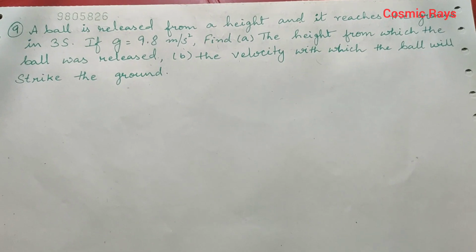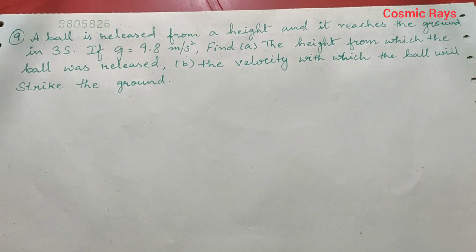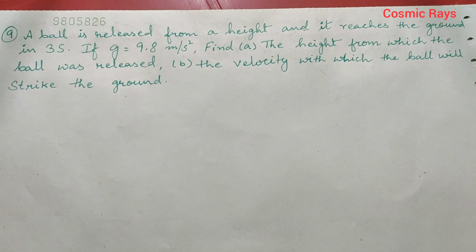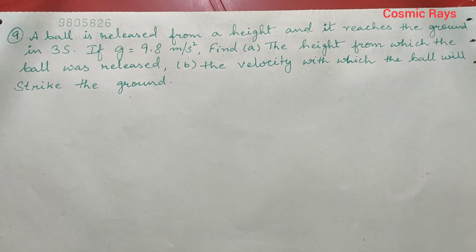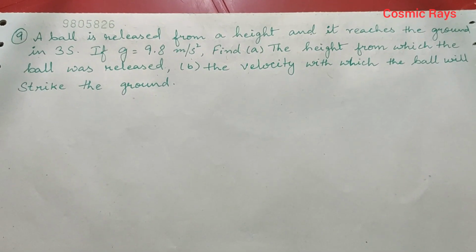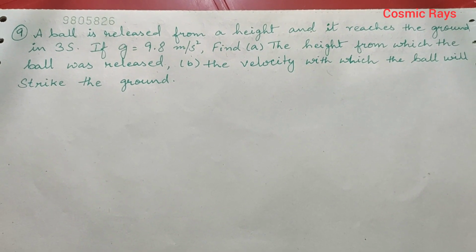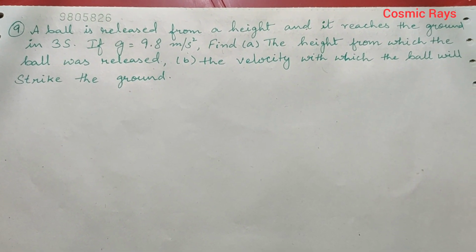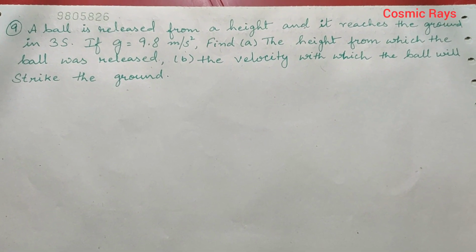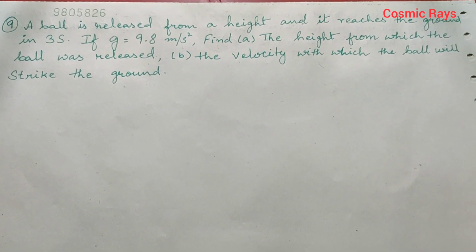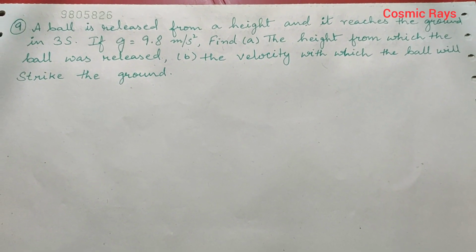Now question number 9 says a ball is released from a height and it reaches the ground in 3 seconds. If g or acceleration due to gravity is 9.8 meter per second square, we have to find the height from which the ball was released and the velocity with which the ball will strike the ground. Here we will be using those equations of motion, the 3 equations of motion, the derivation of which you have done in this chapter itself.